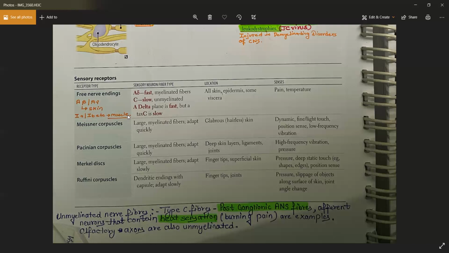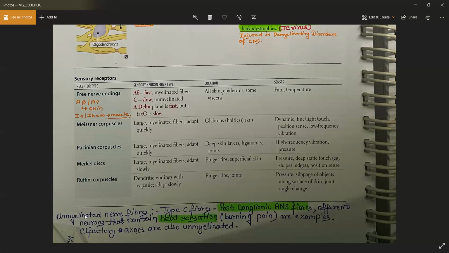Do we usually get questions on these receptors? I have never encountered any question on these receptors, but I have to mention them to study them, of course, right? But I've never encountered any question on receptors so far.